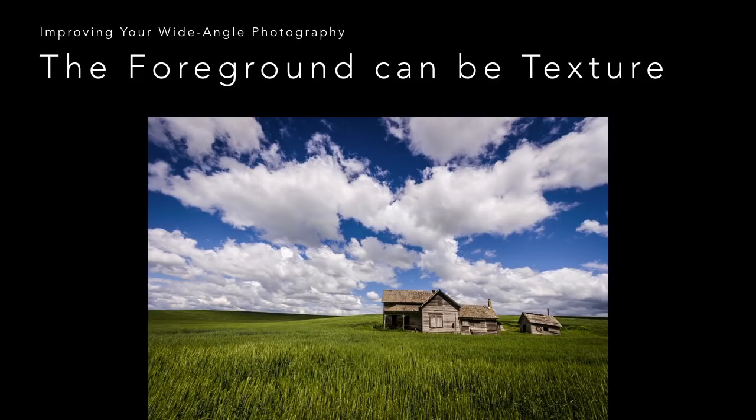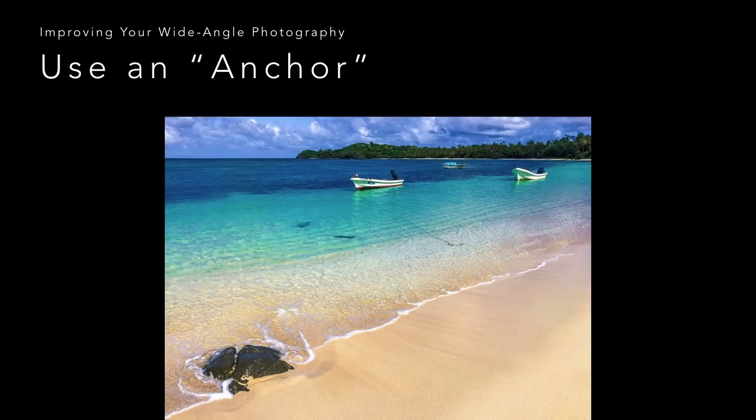Another variation on that would be to use what I call an anchor, meaning having something in one of the corners. This is very similar to having that foreground subject that's very prominent. It's just different in the sense that it's not quite as prominent. It just kind of gives you an entry point, a starting point for the photo.